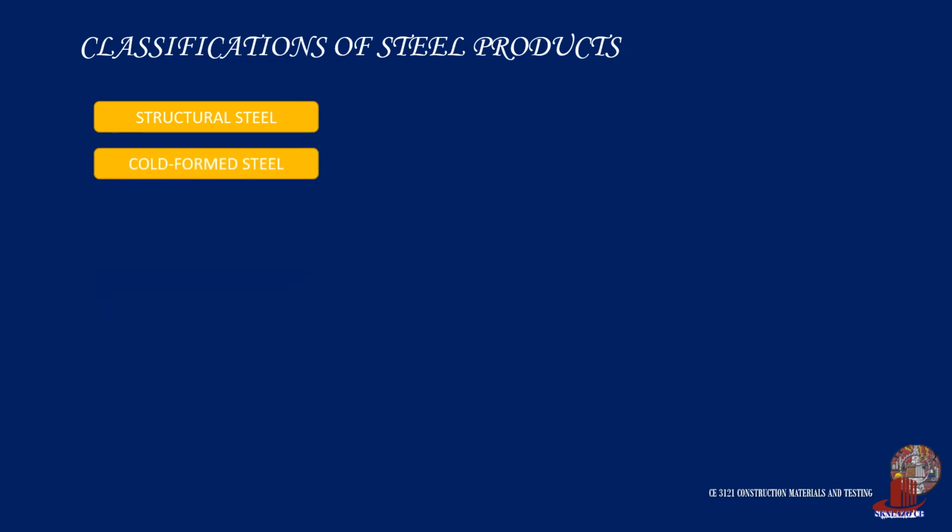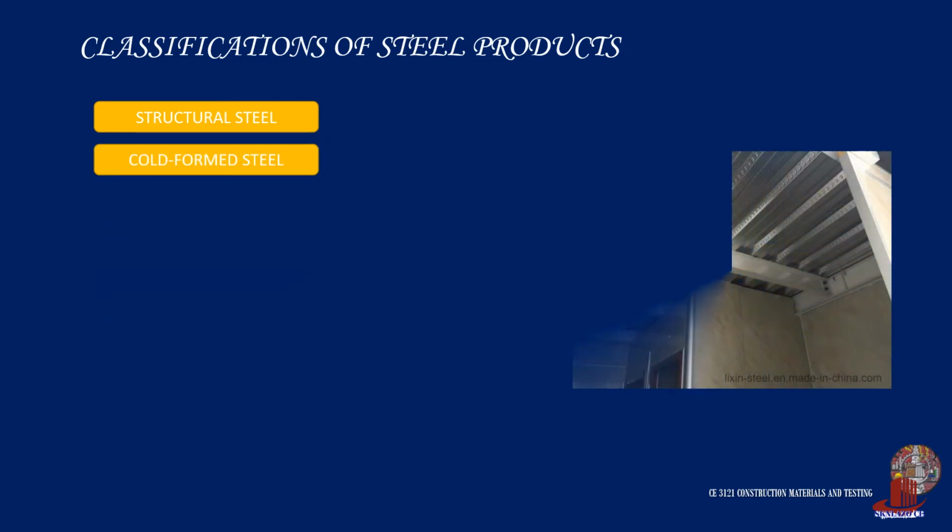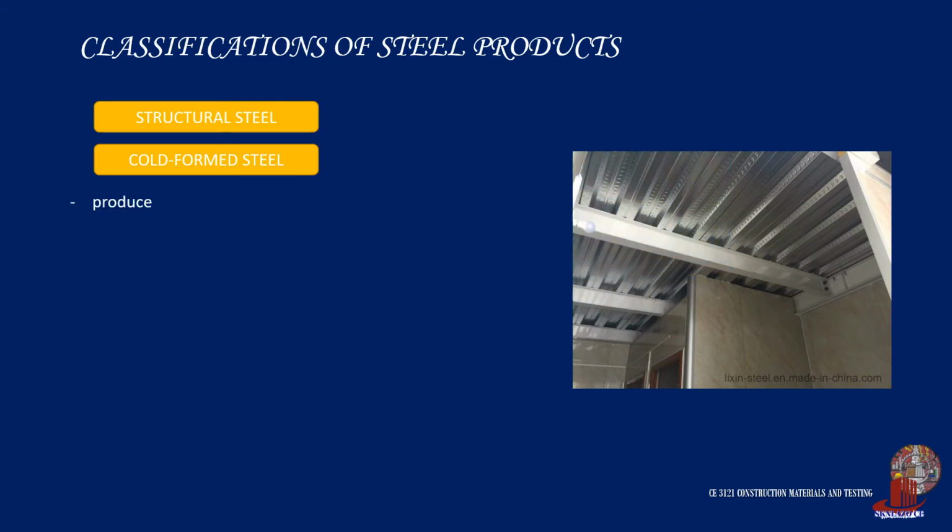Trusses and decking use cold-formed steel, which is often produced by cold forming of sheet steel into desired shapes. Cold working or cold forming is any metal working process in which metal is shaped below its recrystallization temperature, usually at the ambient temperature near room temperature.